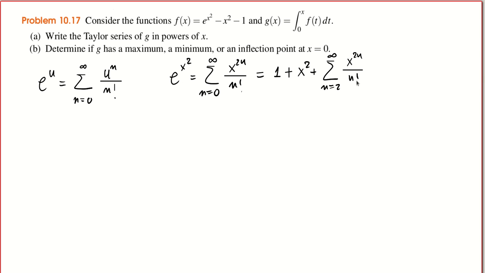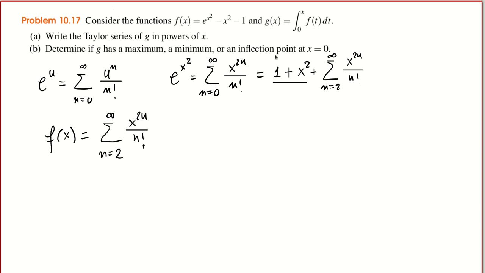And this is very nice, because what you have here is precisely the function that you're subtracting from this to get f. So the power series of f, which is the difference between this and this, is just this series here. So it's the sum from 2 to infinity of x to the 2n over n factorial. Okay, so this is the integrand here, and now we have to calculate the series of g given this series.